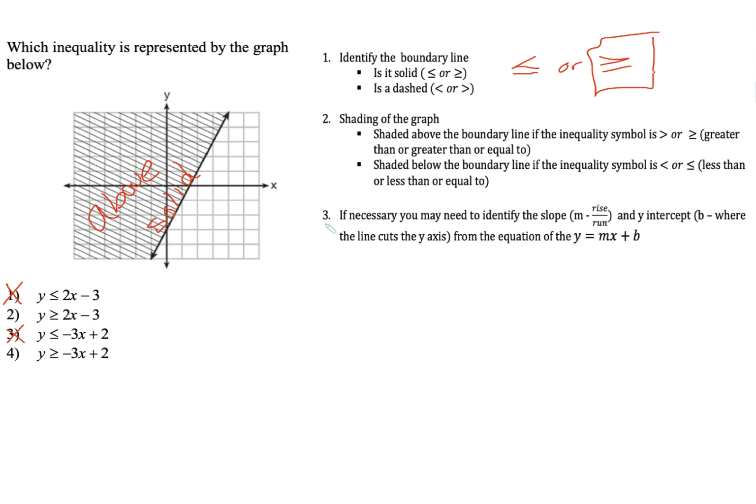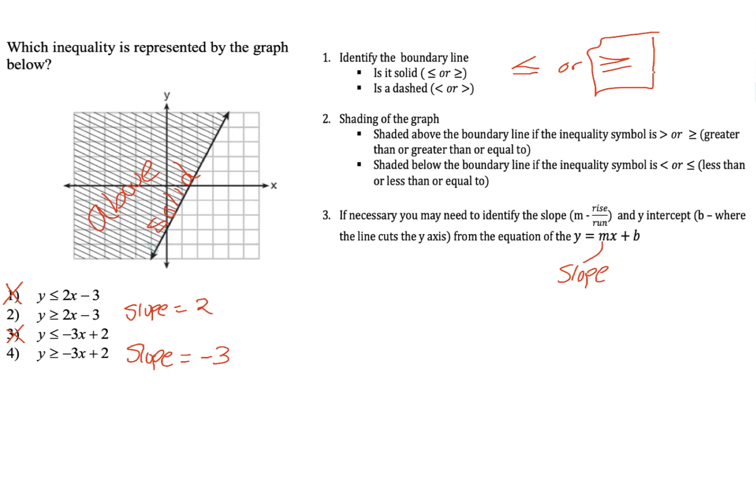Now notice we have to go to step number 3 where we need to identify our slope. Now remember, your slope is your m, which is attached to the x. So for answer number 2, my slope is 2, and for answer number 4, my slope is -3. One has a positive slope, one has a negative slope. So I'm not actually going to calculate the slope. I'm going to look at my line and decipher whether I have a positive slope or a negative slope.